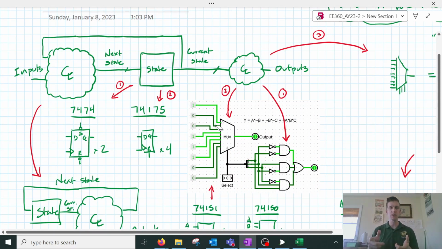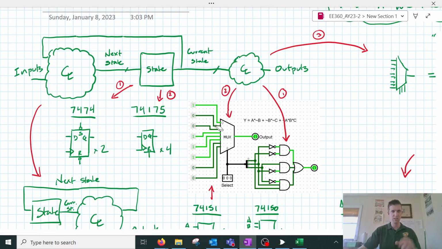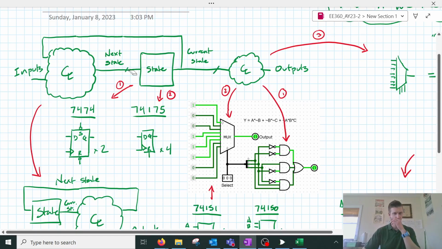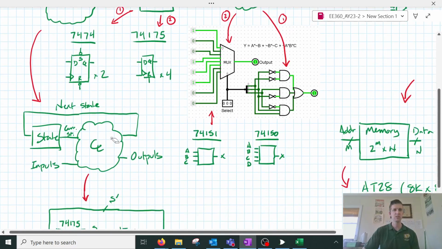To be able to use the AT28, what I'm going to do is rearrange this diagram up here just slightly so that there's just a single combinational logic block. This combinational logic block is going to look at the current state and our inputs, and then from those two, it's going to compute the next state and the outputs.